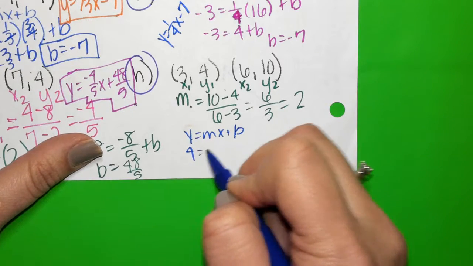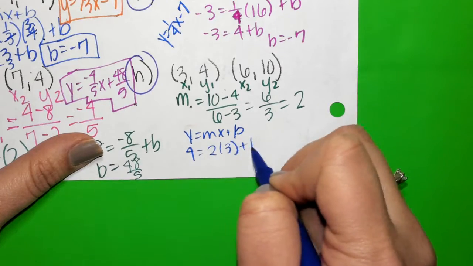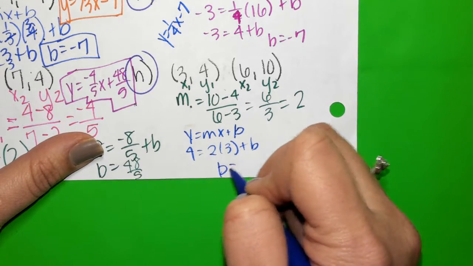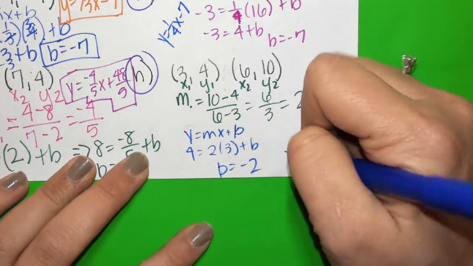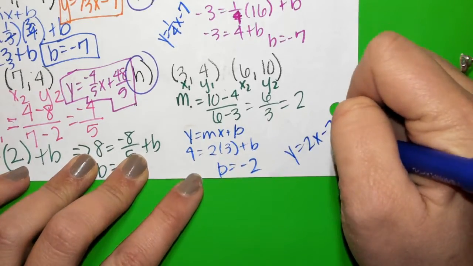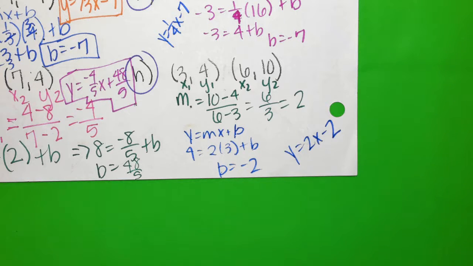So then you get 4 equals 2 times 3 plus b. And your b would be negative 2. Because 2 times 3 is 6. 4 minus 6 is negative 2. So your equation is y equals 2x minus 2. You get the same answer if you use the other coordinate. Yes, you'll still get the same thing no matter which coordinate you use.